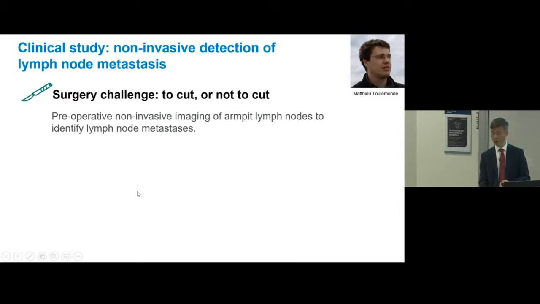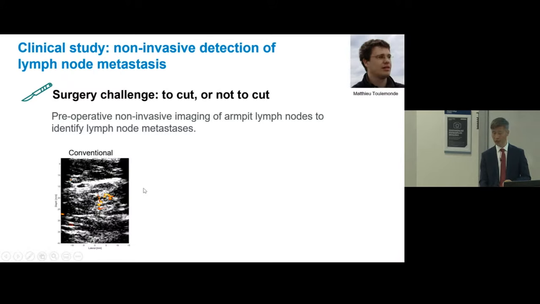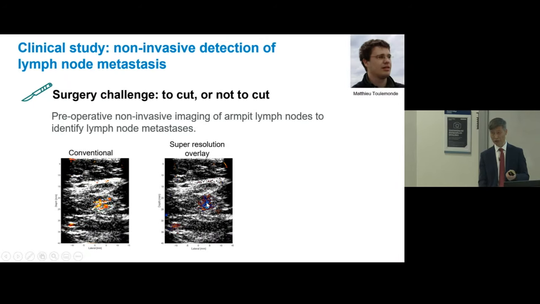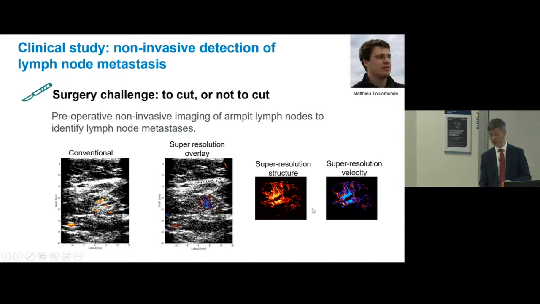But what we're trying to do is generate a tool that can non-invasively tell whether there's a problem in the node or not. This is a conventional B-mode with this bubble moving around, and these are all very, very initial data. We moved our system to the hospital, and we generate the super resolution, and this is a zoom in. So we have lots of features in there. We really hope we can correlate that with histology or pathology findings, and we can move this forward.